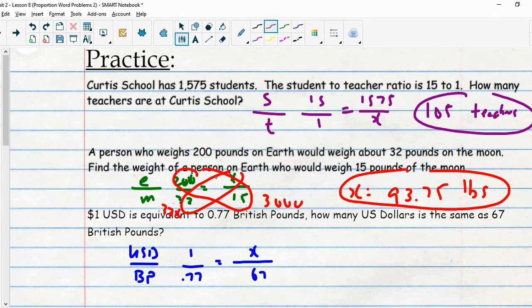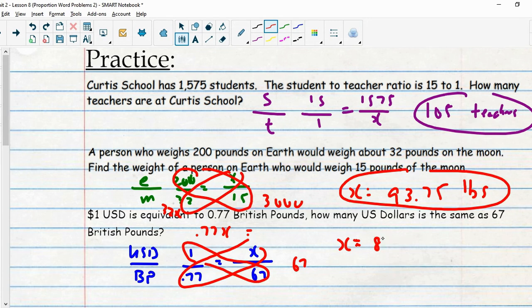For the last one, 1 times 67. So that's 67, and then 0.77 times what? This is a good question, actually. 0.77 times what gives you 67? So I'm going to divide 67 by 0.77. This one's a little bit tougher. About 87, it's 87.01 actually. It's 87.01 Great British Pounds. I think that's it.